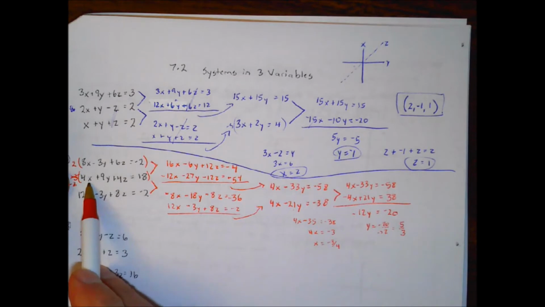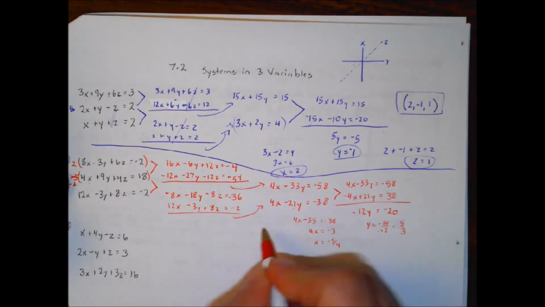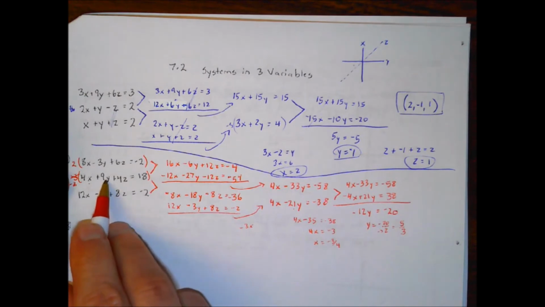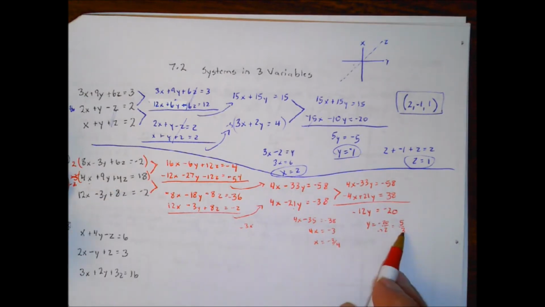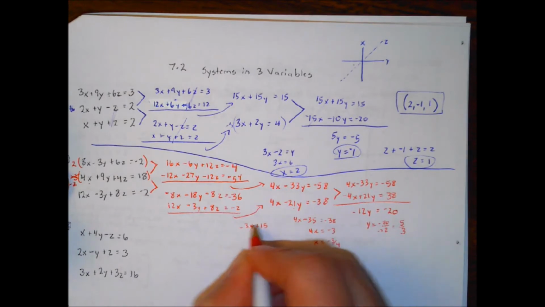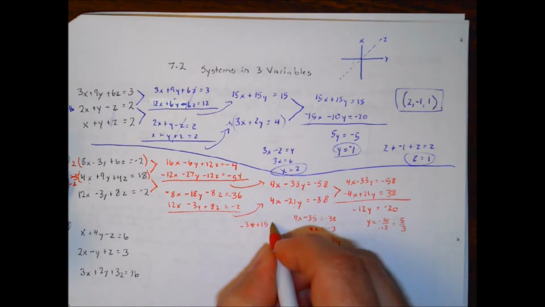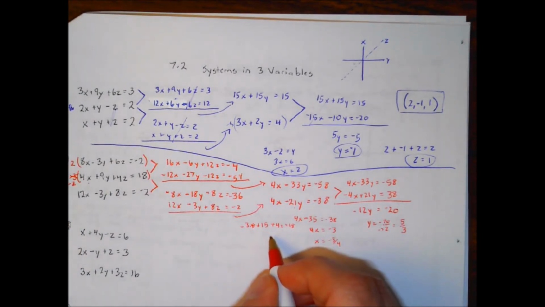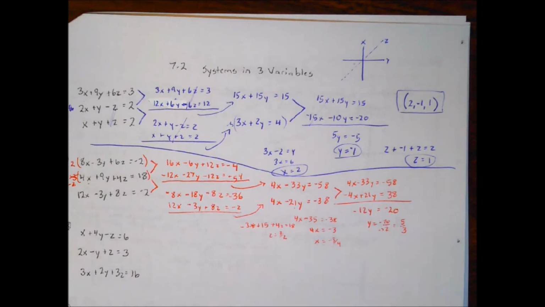Here, I've got to multiply this one. If I put these two together, multiply this one by negative 3, which makes negative 6x plus 3y minus 3z is equal to negative 9. I get negative 3x plus 5y, z's cancel, and 7.